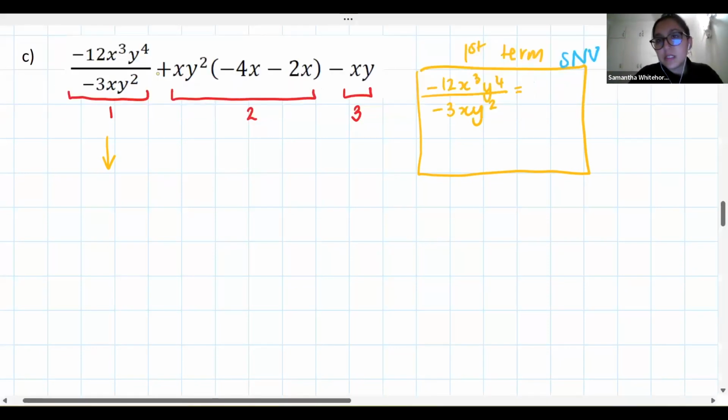So if we start with the signs, a negative divided by a negative is a positive. So signs are dealt with. Now I'll move on to my numbers. 12 divided by 3 is 4. Numbers dealt with. And then I'll go on to the variables.